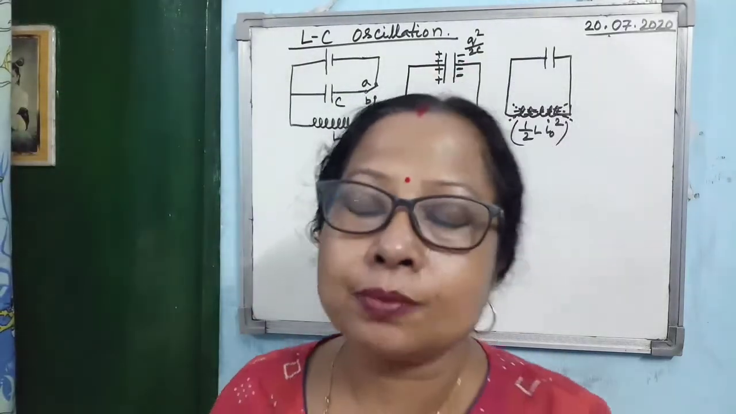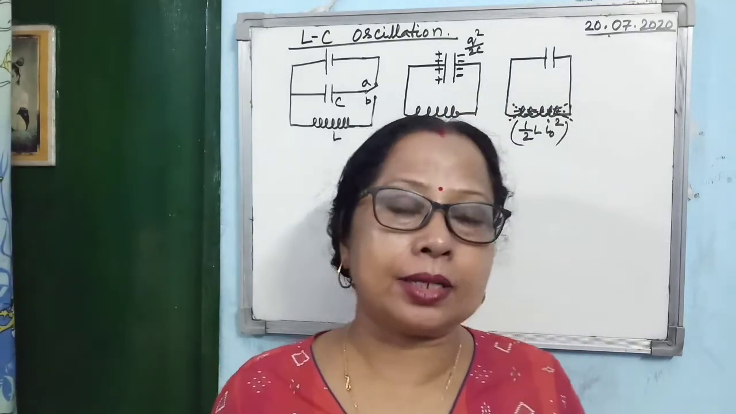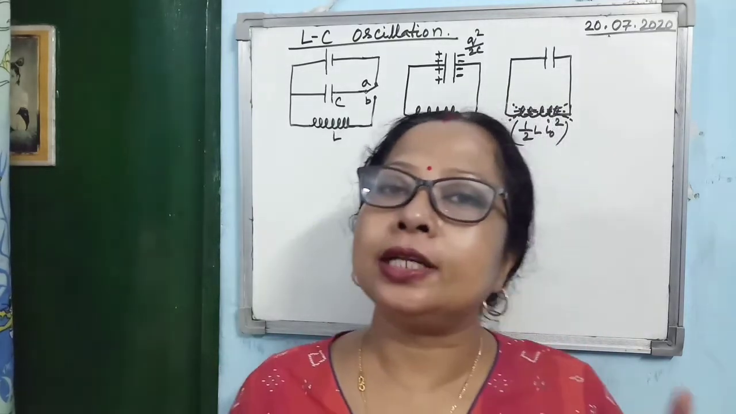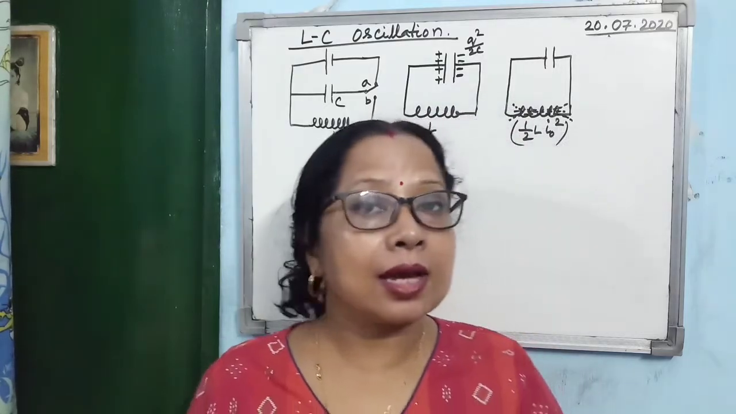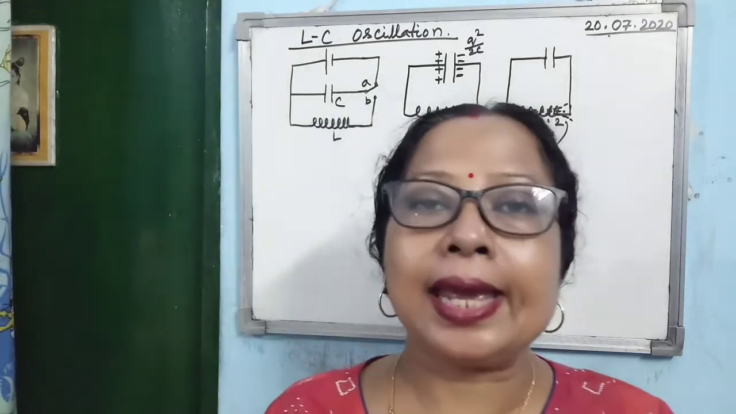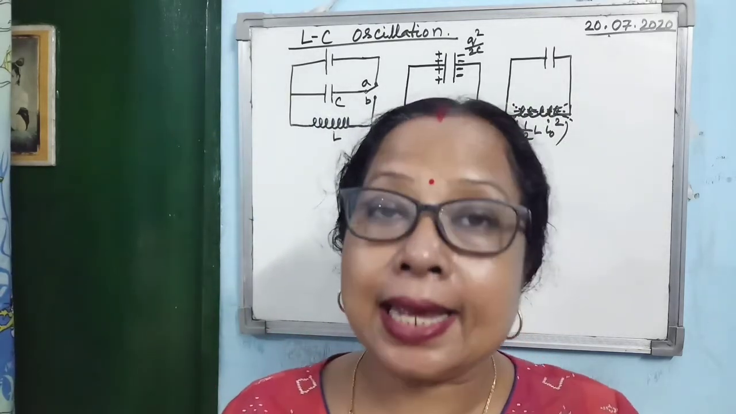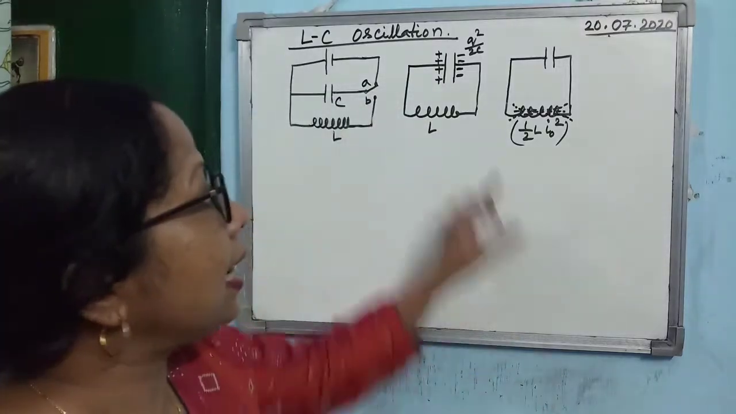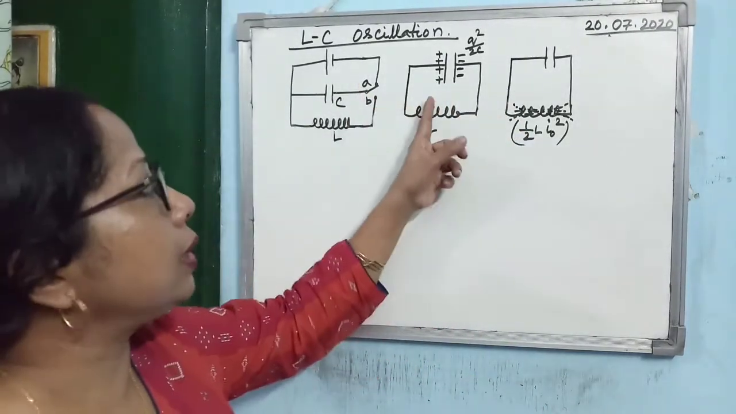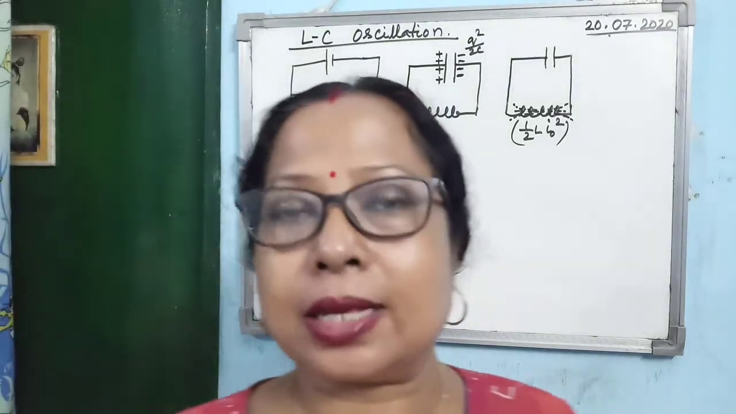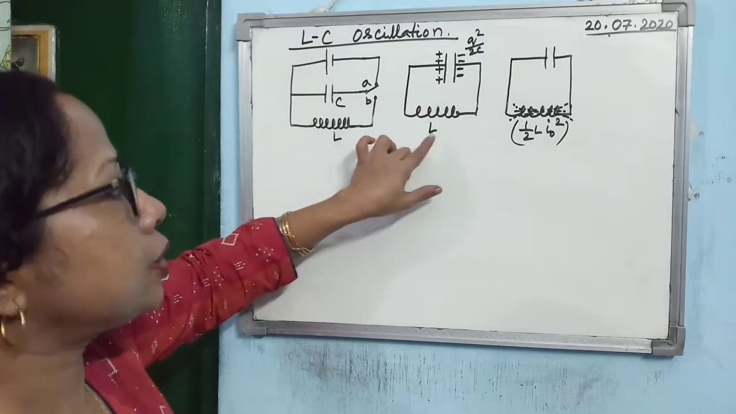A conceptual question comes on this topic, so you have to remember it. When a capacitor is fully charged, what form of energy does the capacitor have? The capacitor has the energy in the form of electrical energy. It exists as an electric field, a uniform electric field within the plates of the capacitor. Now what have we done? We have connected it to an inductor.